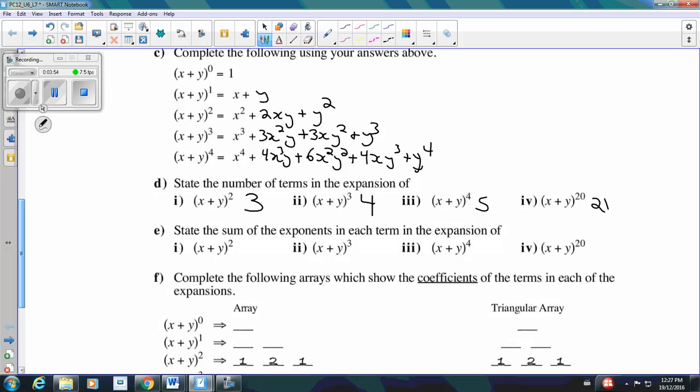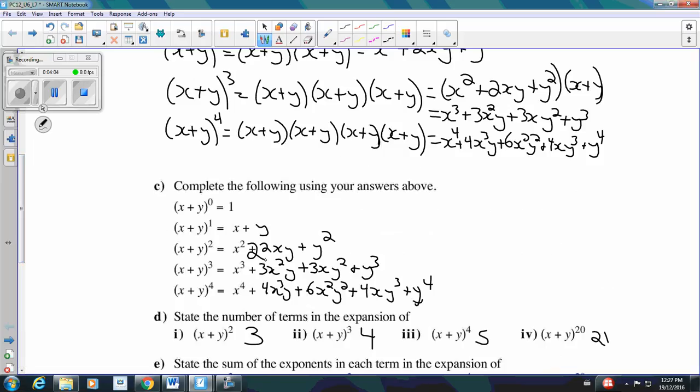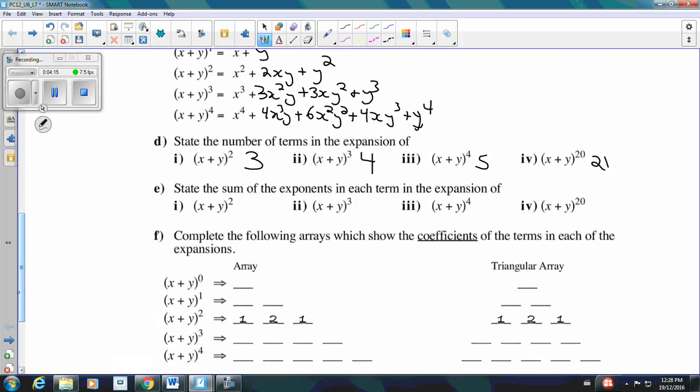State the sum of the exponents in each term in the expansion. So if we look here, x plus y squared, we have x to the 1, y to the 1. Adding those two exponents gives us the exponent 2. If we look at x plus y cubed, here we have x cubed, a 3. Here we have x squared, y to the 1. 2 plus 1 is 3. Here we have x to the 1, y squared. That also equals 3.